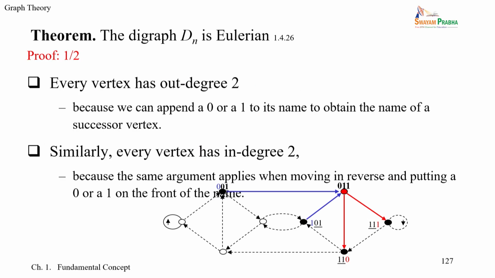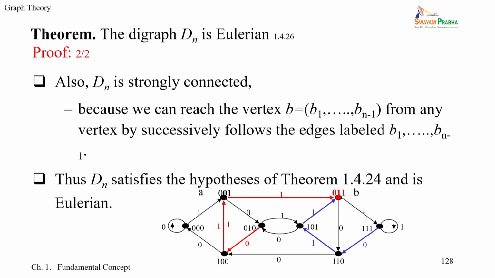So, digraph Dn is Eulerian. Every vertex has out-degree 2 because we can append a 0 or 1 to its name to obtain the name of the successor vertex. Similarly, every vertex has in-degree 2 because the same argument applies when moving in reverse and putting a 0 or a 1 in front of the name. So, digraph Dn is Eulerian.